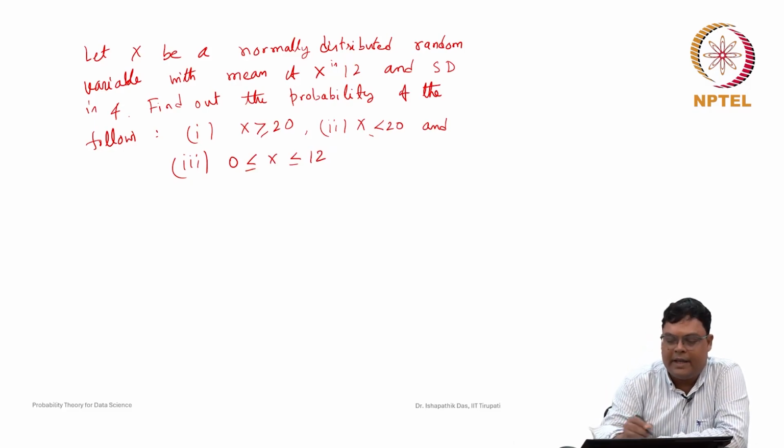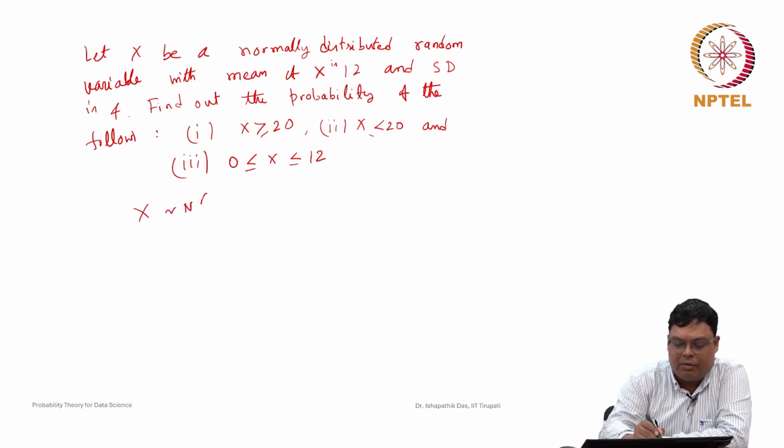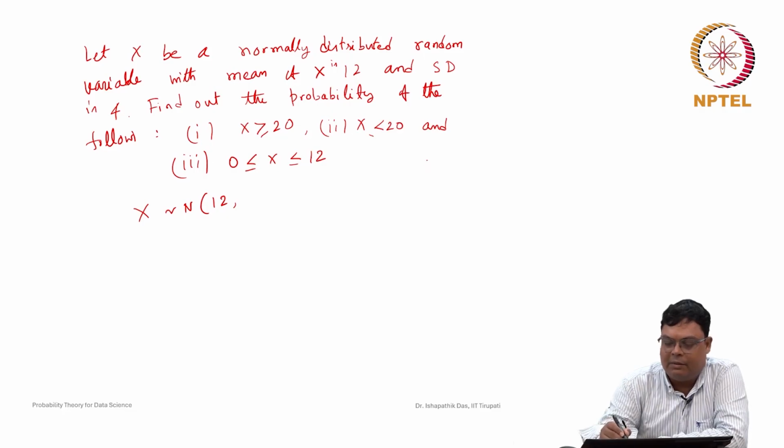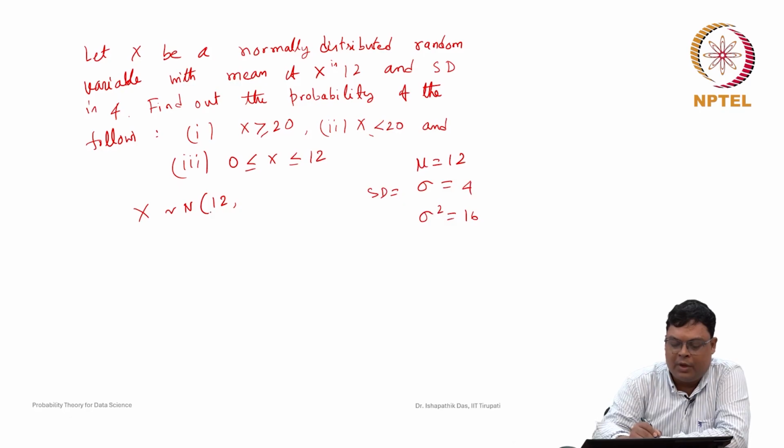So, whenever x is a normally distributed random variable with mean 12 and standard deviation sigma, the mean mu is equal to 12 and sigma is the square root of the variance. The standard deviation sigma is 4, which implies sigma square equal to 16. So, X has a normal distribution with mean mu equal to 12 and variance sigma square equal to 16.